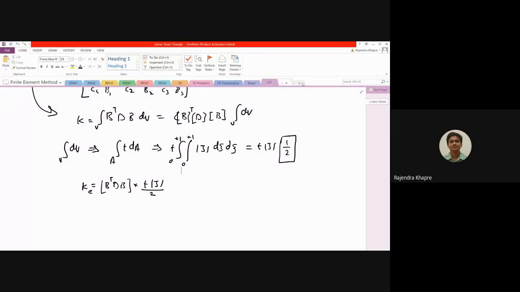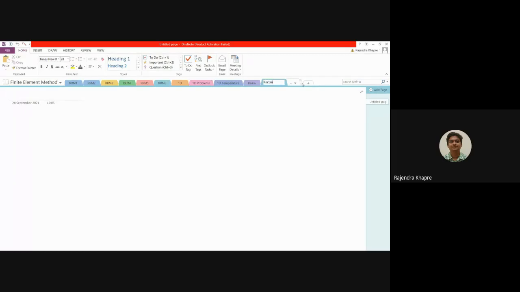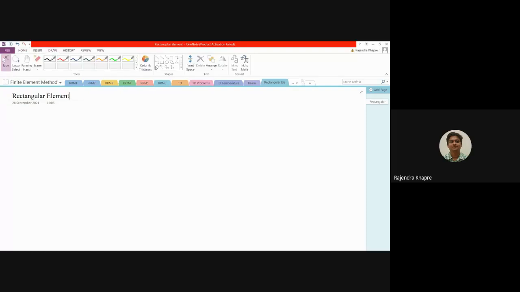So let me create a rectangular element. In the previous class also we have seen the rectangular element, but in that class we have seen the rectangular element with the Cartesian coordinate system. Now we will see this rectangular element with the help of the natural coordinate system. So this is our rectangular element.